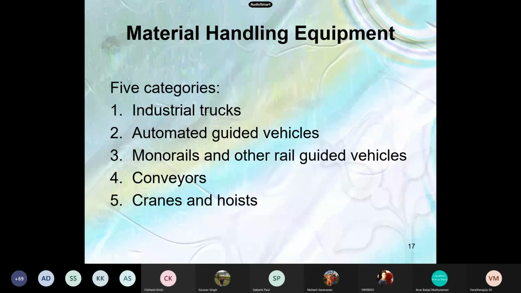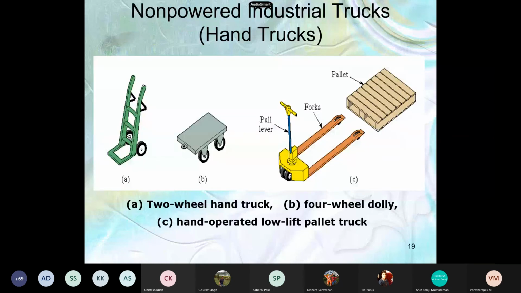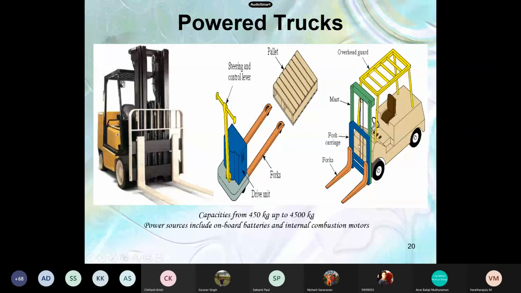And material handling equipment is usually classified into 5 types. One is industrial trucks, then automated guided vehicles, usually called AGVs, monorails and other rail guided vehicles, conveyors, trains, and the rest. And these are usually classified into non-powered and powered. The non-powered industrial trucks have some typical examples: the two-wheel hand truck, the four-wheel dolly, and hand-operated low-lift pallet trucks, and the powered trucks. They can handle material even from 450 to 4,500 kgs.